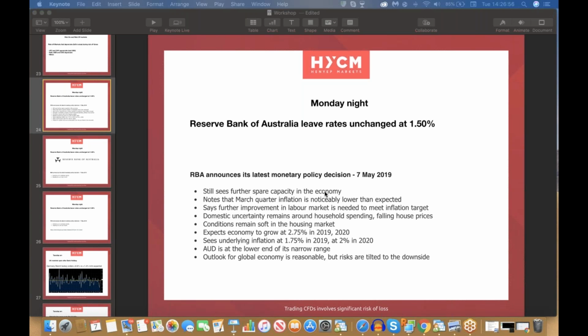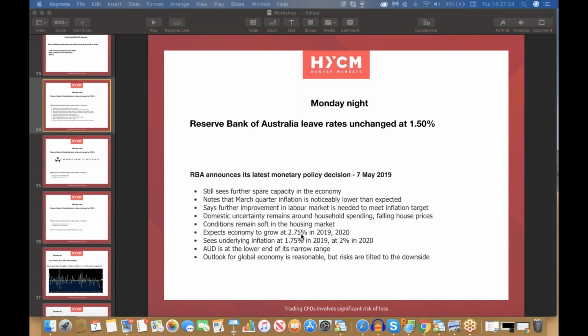They see further capacity in the economy. March quarter inflation is lower than expected, so further improvement in the labour market is needed to meet the inflation target. So already we can see inflation as a concern. Again, a bit of a theme, isn't it? And we see they want further improvement in the labour market, so the labour market is a focus. Domestic uncertainty remains around household spending and falling house prices. Conditions remain soft in the housing market.